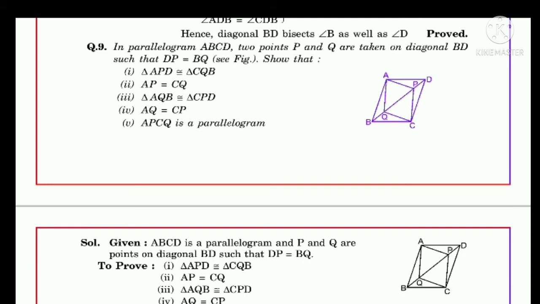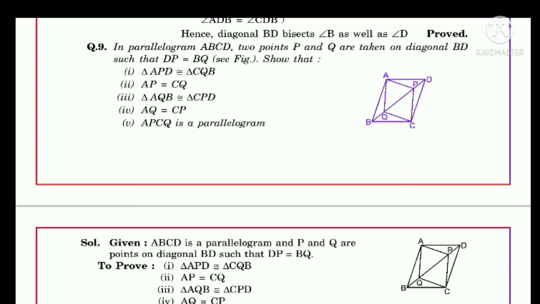So 4 conditions are given here. We need to prove APD congruent to CQB, AP equal to CQ, AQB congruent to CPD, AQ equal to CP, and finally APCQ is a parallelogram. So the inner figure here, APCQ, is also a parallelogram that we need to prove. So one by one we have to prove.